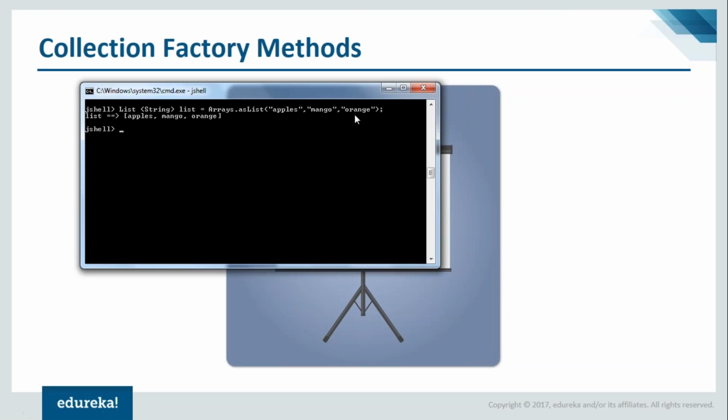Now the newer way is slightly easier in terms of writing. It does not depend on the array class, so it's just List, and again it's the type of list that you're creating. In this case it's going to be String, and the name of the list, so I'll just call it list1, and this is equal to List.of, which is the function that has been introduced recently, and then the values that are going to be included here. So apples, mango, and last but not least orange. And you can see a new list has been created.